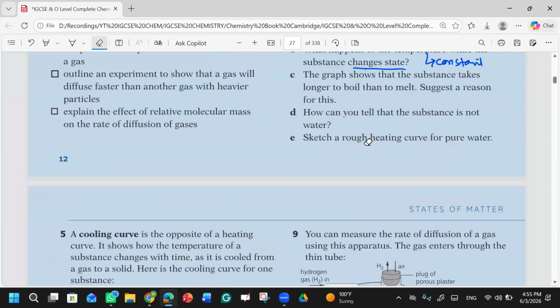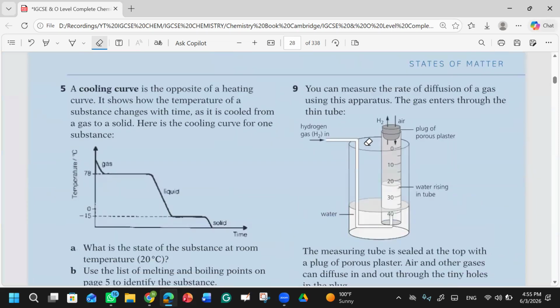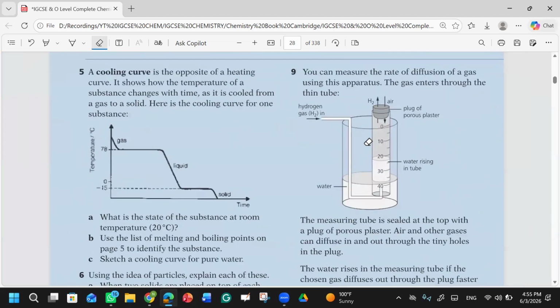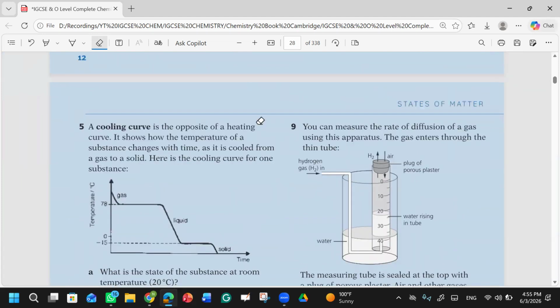Okay, now next we have question number 5. A cooling curve is the opposite. We will start this in the next class, okay? Because there is less time.